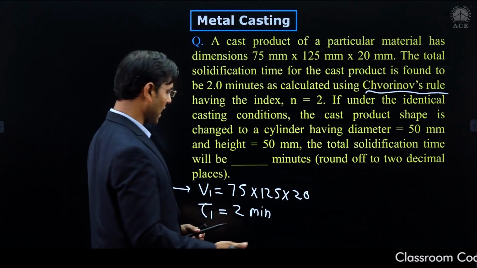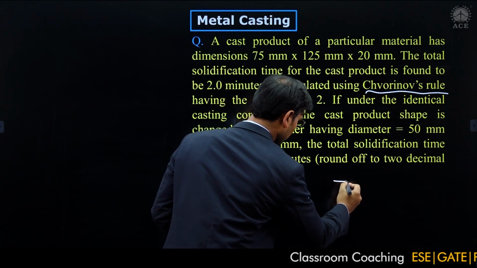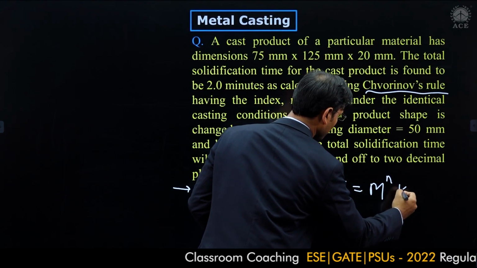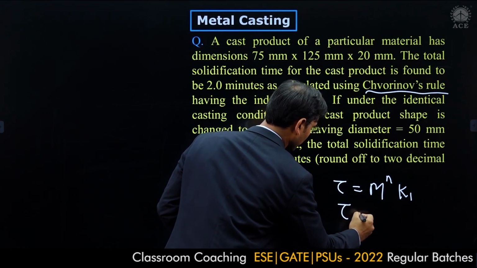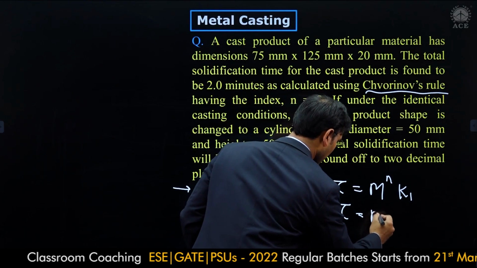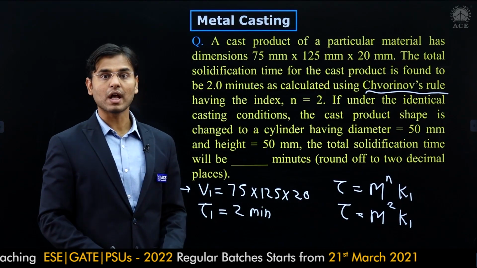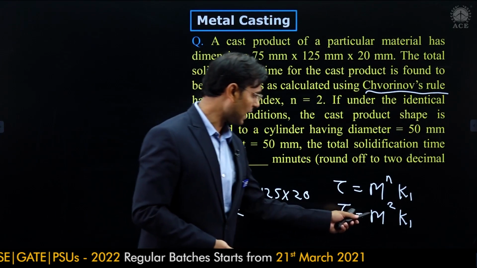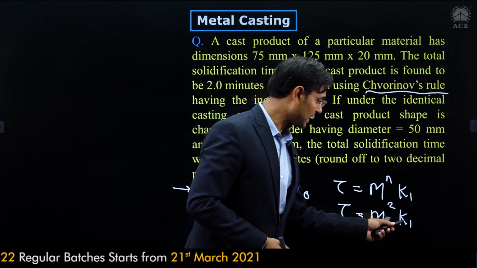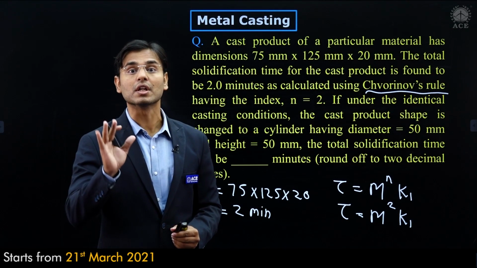Now you have to see what n is. I am writing this rule's formula: tau is equal to M raised to n into K1. The index n is given as 2, so I am writing M square into K1. What is tau? Tau is the solidification time. Capital M is the mold modulus. And K1 is the solidification factor, and that K1 is a constant.